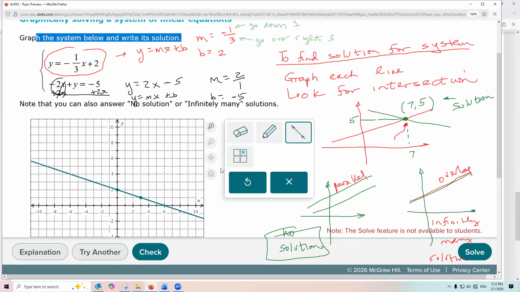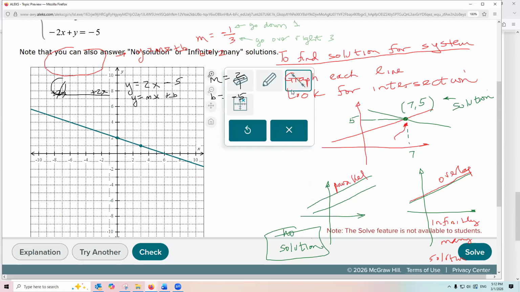Let me go to the second equation. So I'm clicking this line tool again. The y-intercept was negative 5. Our slope is 2 over 1. That means go up 2 over 1. Click my mouse.